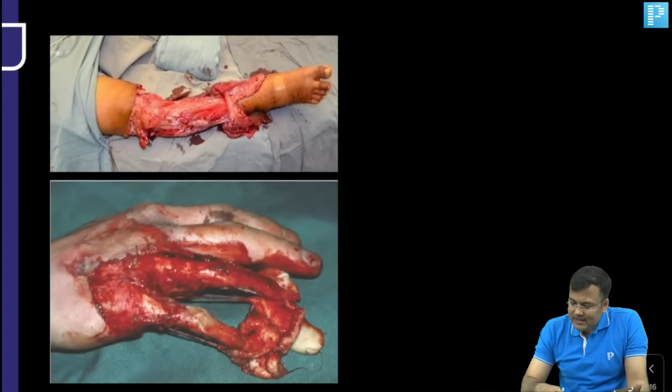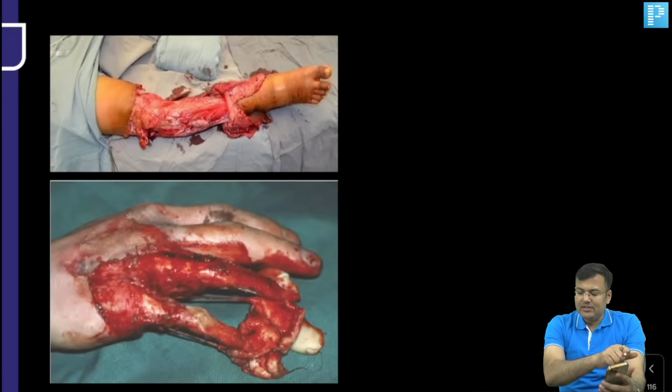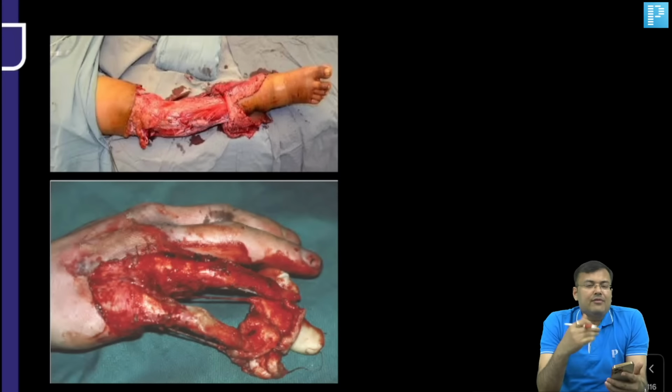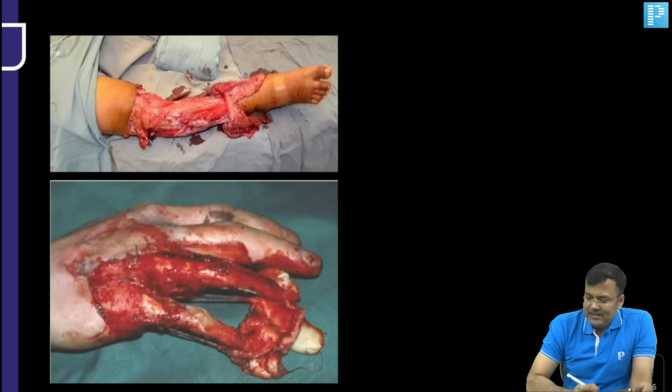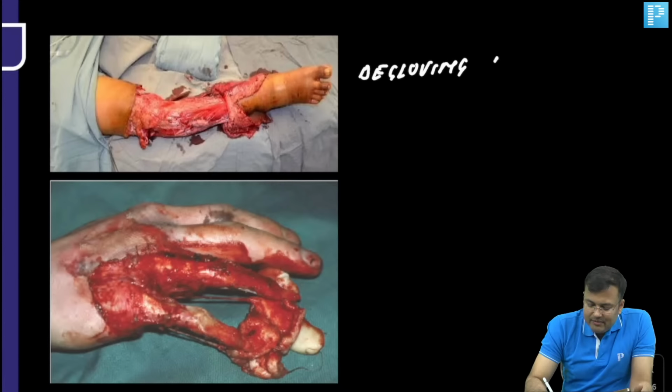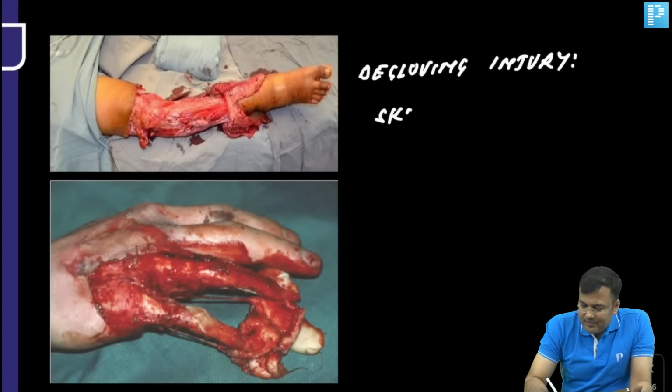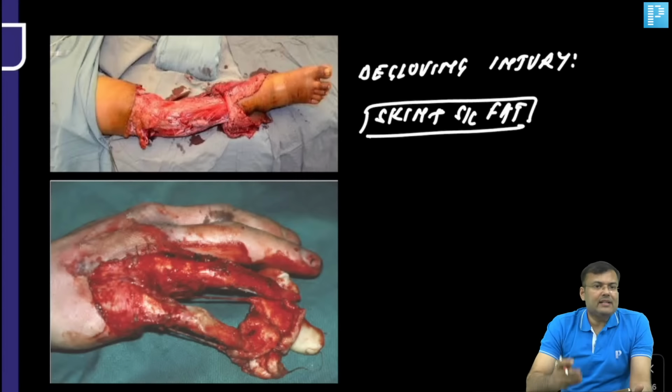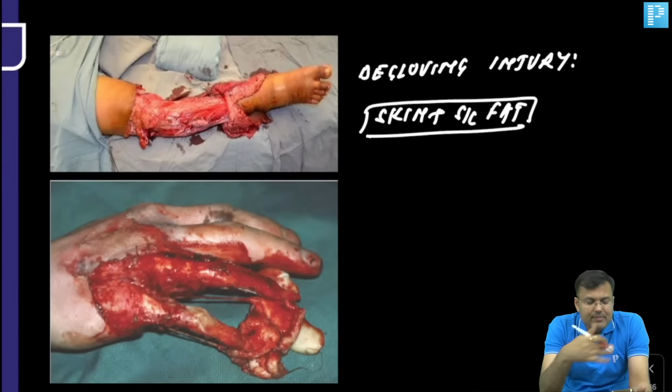Here you can notice that in this image the skin and subcutaneous fat is stripped by avulsion from underlying fascia. What is the name of this injury? इसको बोलते हैं हम लोग degloving. So you know what's the name of this injury? This is degloving injury in which skin plus subcutaneous fat is stripped from underlying fascia.